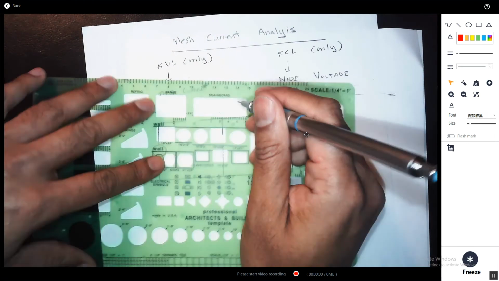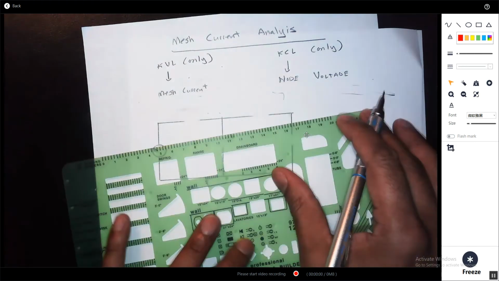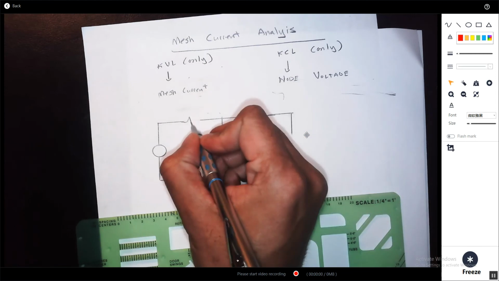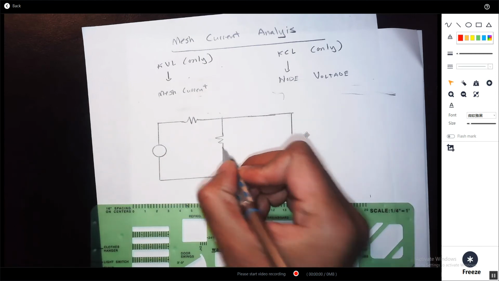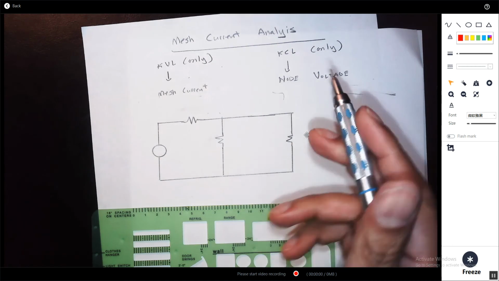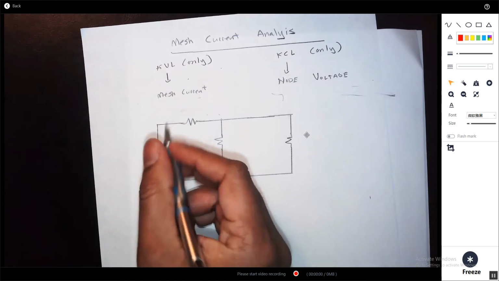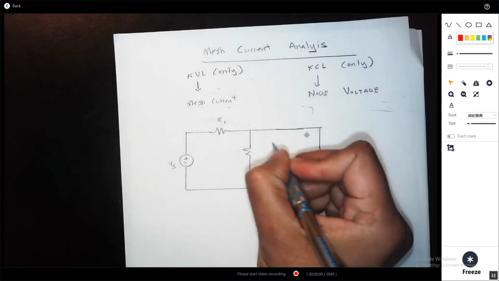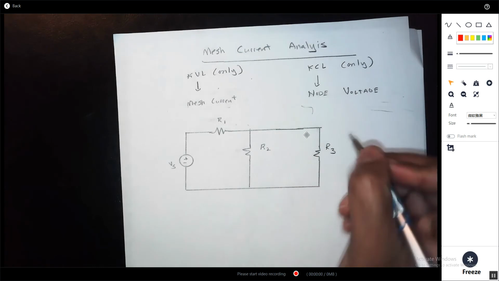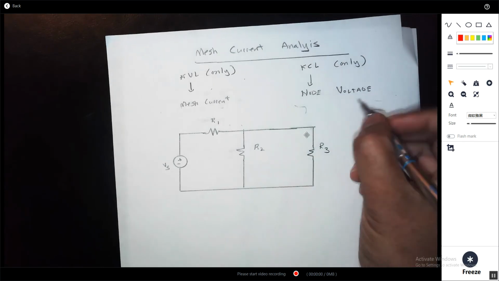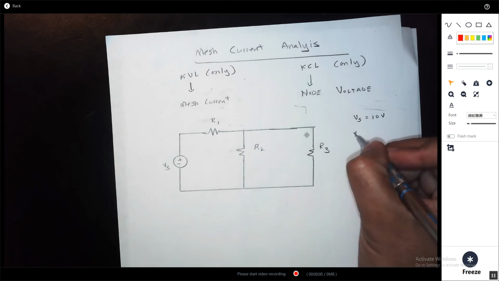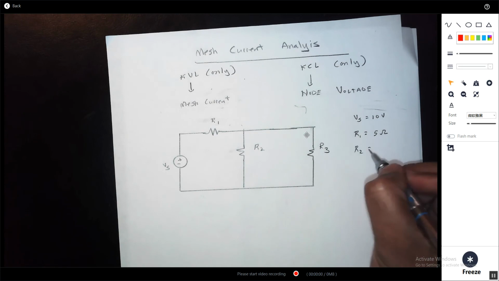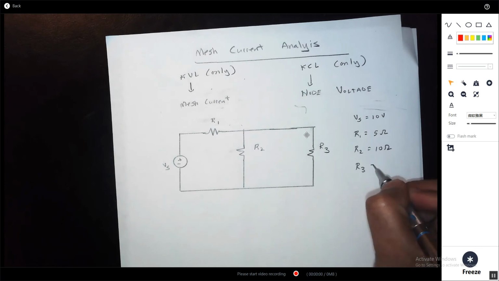So as I draw in my sources and my resistors, draw it in with me. I thought it's easier to follow the instructor than just watch a diagram. So as the instructor does something, you can follow him. So here's my VS, here's my R1, R2, and R3. VS I will assume as 10 volts, R1 is 5 ohms, R2 is 10 ohms, R3 is 20 ohms.